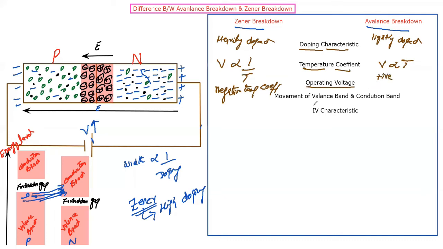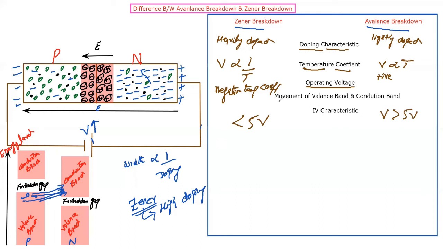Now let's move toward the operating voltage. The operating voltage also creates a major difference between Zener breakdown and avalanche breakdown. Zener breakdown is observed when the voltage is less than 5 volts, and avalanche breakdown is observed when the voltage is greater than 5 volts.